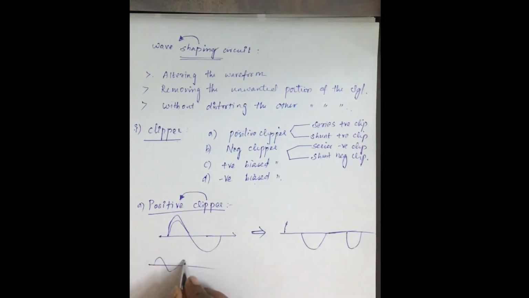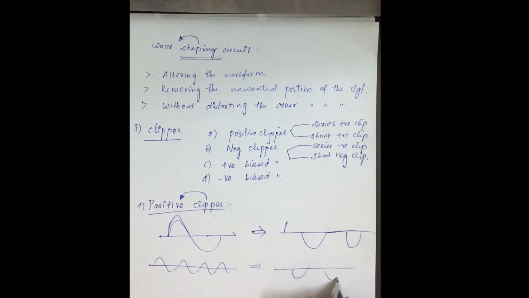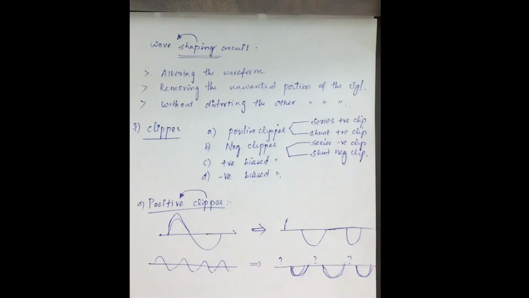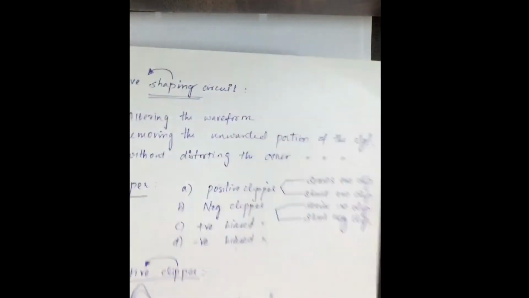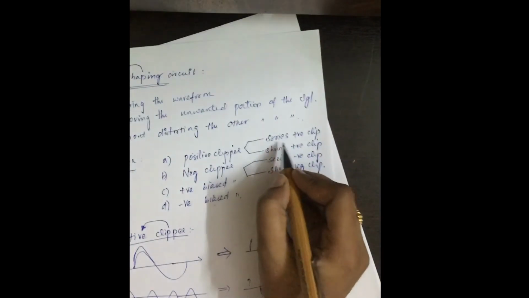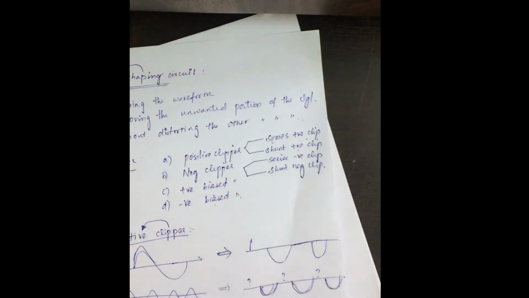If there is a continuous AC signal, then your output signal will be like this: the entire positive signal is clipped and you will receive only the negative signal. So let's see how it is happening. This can be done in two ways, as already discussed: series positive clipper and shunt positive clipper. First let's see the series positive clipper.